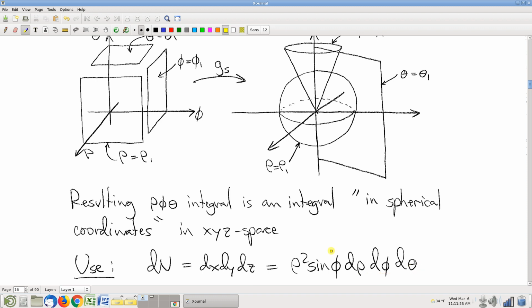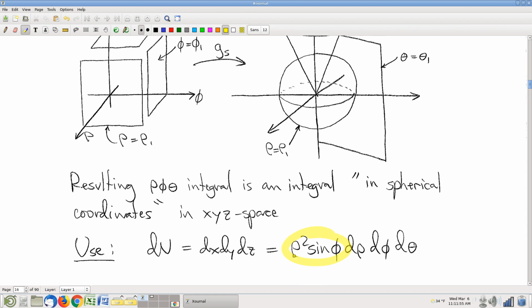Also, never forget your stretching factor. So in a single stroke, write all of this down: rho squared sine phi d rho d phi d theta. Think of it as a single thing to write down all at once. Don't ever write down d rho d phi d theta by itself. That's weird. Why would you ever do that? There's never a need to do that, right? Always make this great big thing with the stretching factor what you write down.